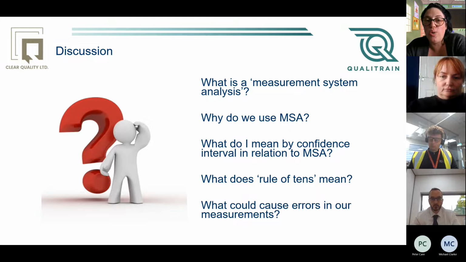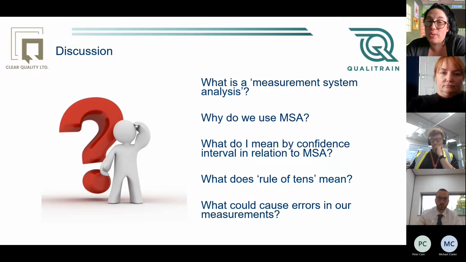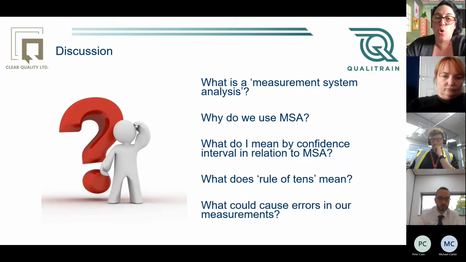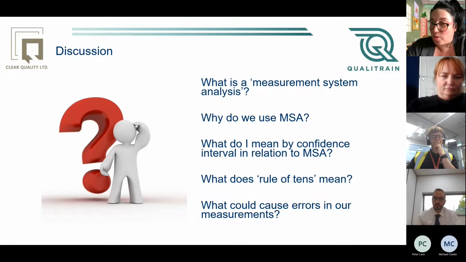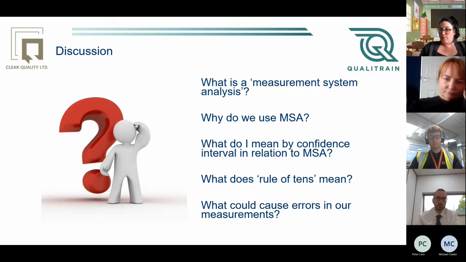Terry, I want you to have a look at what do I mean by a confidence interval in relation to MSA. James, I want you to take what does rule of tens mean in relation to MSA? And Ryan, I want you to take what could cause errors in our measurement systems. I'm going to give you all 5 minutes. You can use Google, have a research if it's not something you already know the answer to. And then once we've all responded back, I'll go through and I'll summarize all of that for you. Everyone okay with that? Thumbs up? Yeah? Cool? Excellent.